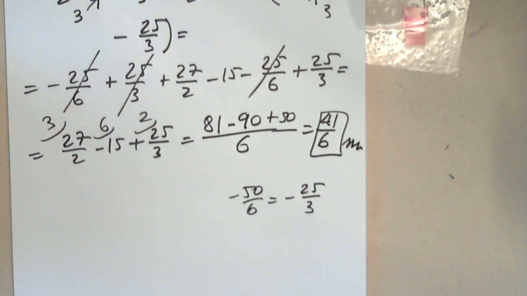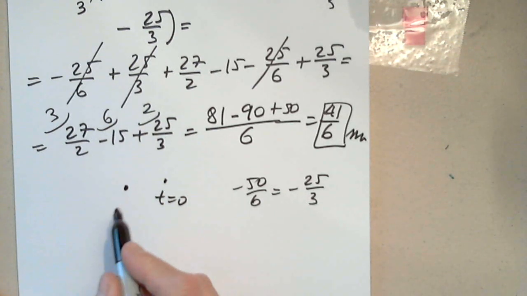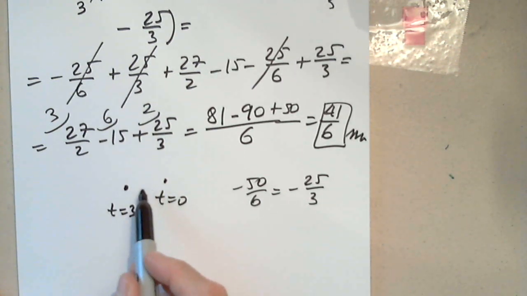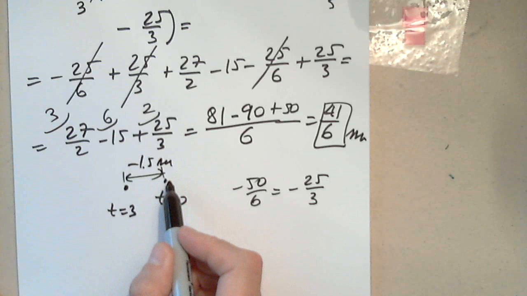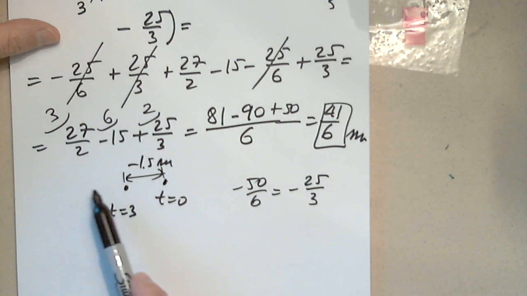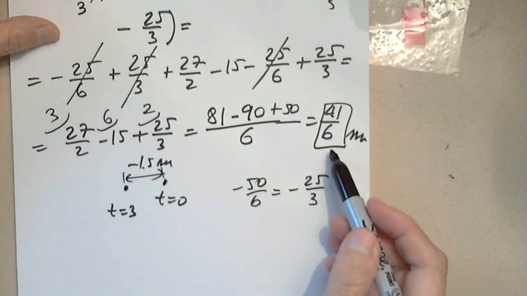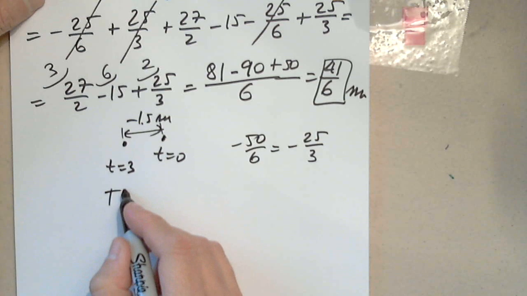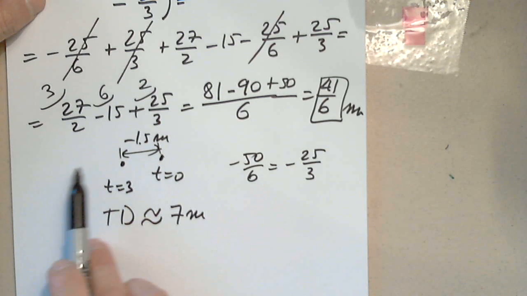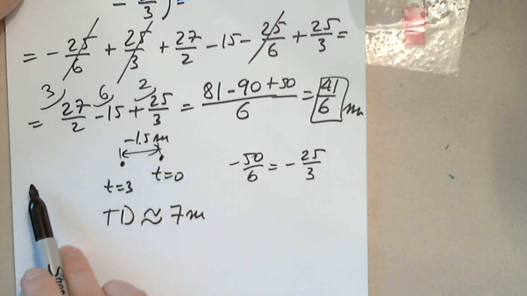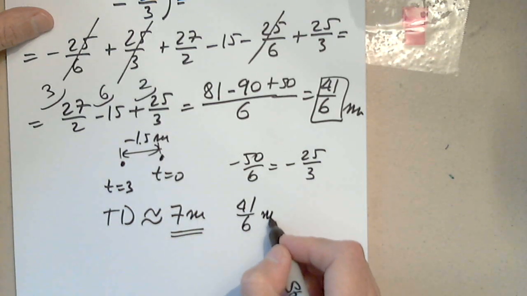Meters, of course. So the particle starts here at time t equals 0. Eventually, 3 seconds later, lands here at a distance of 1.5 meters to the left of the original point. But what it does, the total distance is this. So that's approximately 7 meters. Starts here, goes I don't know where, ends up here, but the entire distance covered is about 7 meters. To be exact, 41/6.